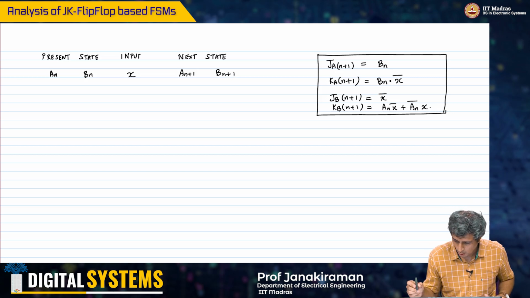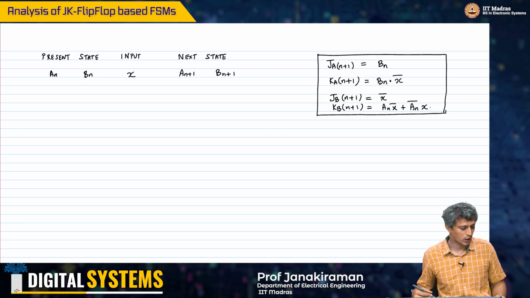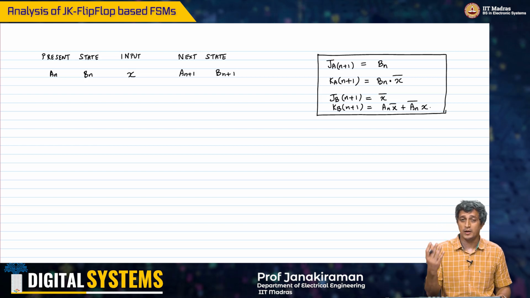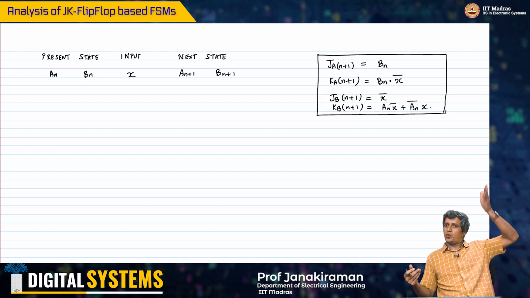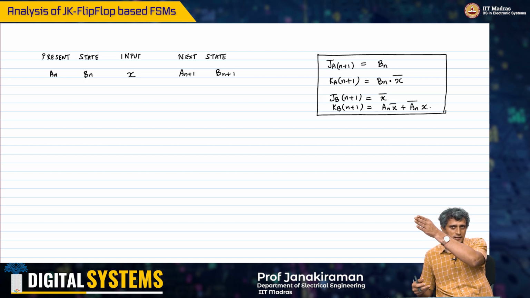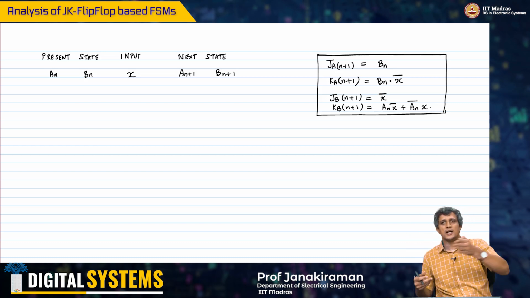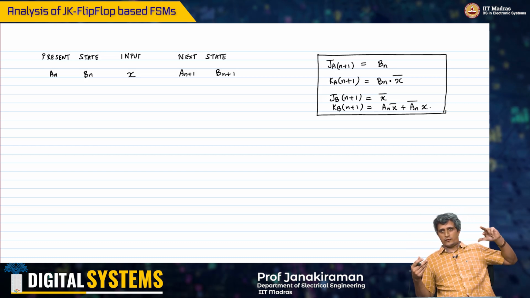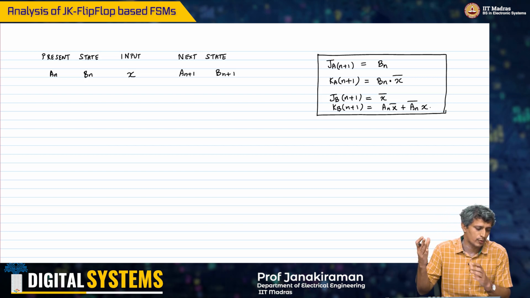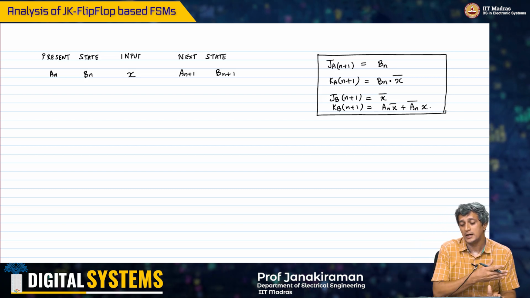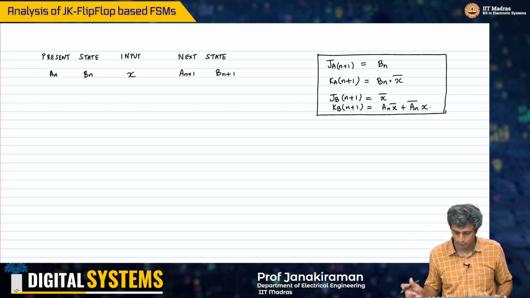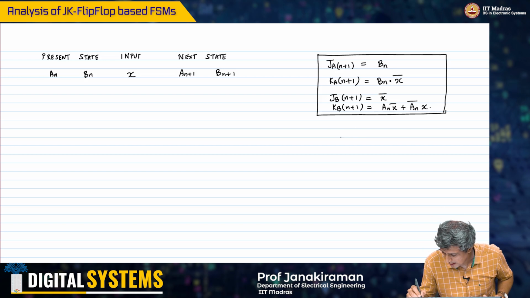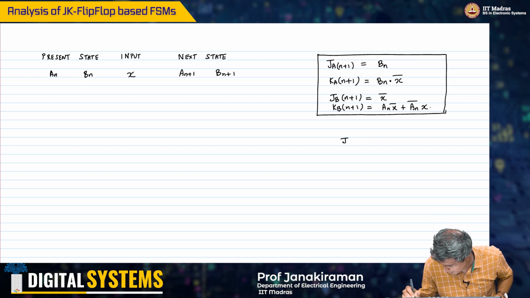And also now I need to worry about what is the flip-flop input, because it's not like a D flip-flop where whatever input you apply at D just comes out at the Q node. Depending on the combination of J and K, that is the characteristic table of the JK flip-flop, the next state will be determined based on that. So you also have to keep in mind the JK flip-flop.